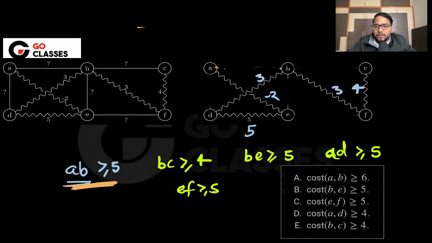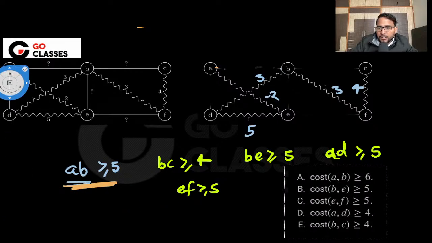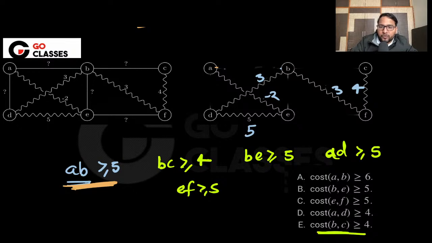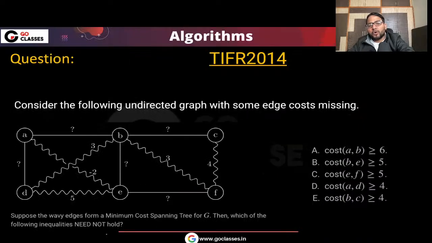Let's just see option E. Okay, let's just see from the last. BC cost should be greater than or equal to 4. Yes, that is true. AD cost must be greater than or equal to 4. AD, where is AD? It is greater than or equal to 5. That's interesting. They are saying which of the following need not hold.